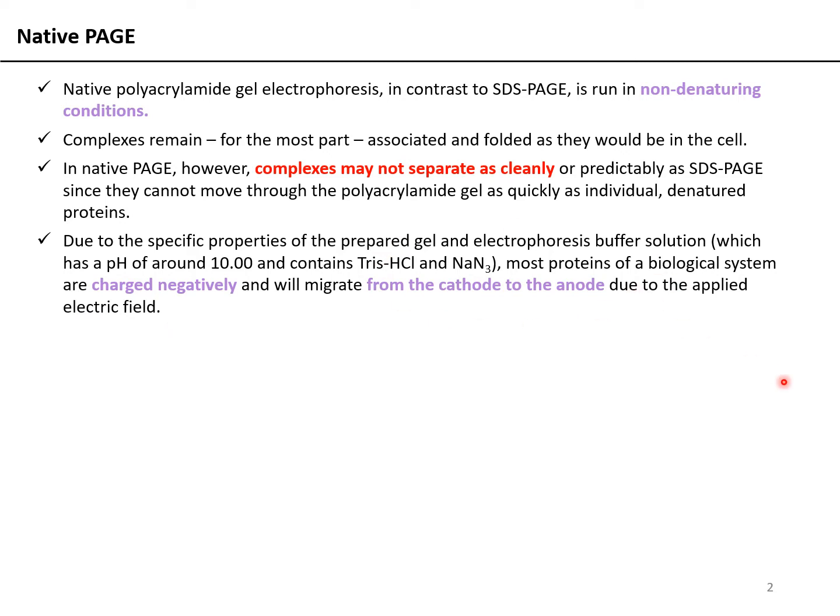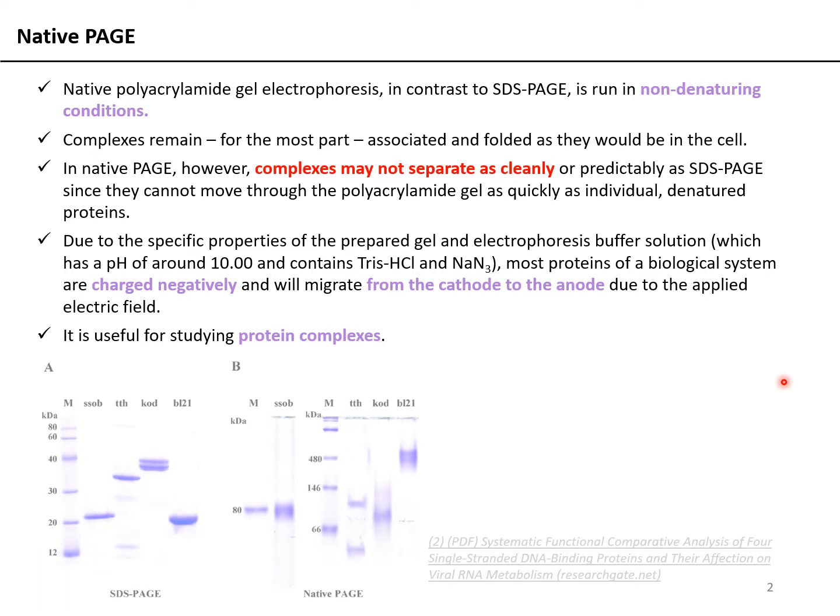So this part remains the same as in an SDS PAGE, wherein the proteins were also migrating towards the anode because of the negative charge imparted by the SDS molecules coating the protein. And over here, because of the pH conditions of the buffer that is used in a native PAGE, the proteins also maintain a negative overall charge, which ensures that they migrate from the cathode to the anode after voltage or electric field application. So it is useful for studying protein complexes.